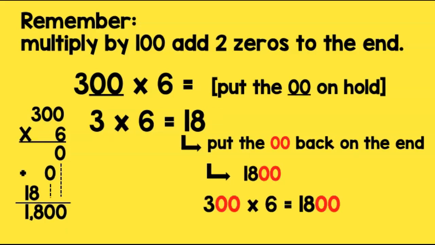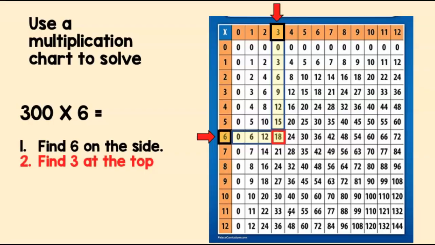Here I have underlined and marked these in red to help you see clearly what we're doing. We have our 300, but we're going to put those 2 zeros on hold. So here we have our 3 times 6 equals 18. If we put the 2 zeros back on the end from up here, we come up with 18 and our 2 zeros, 1,800. So 300 times 6 is equal to 1,800.